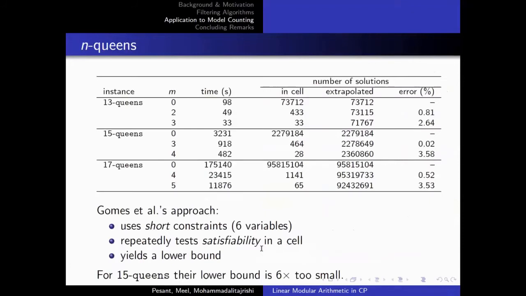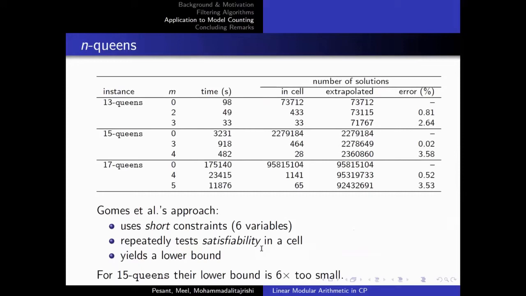Next, we looked at 3 sets of benchmark problems from Gomez et al. First one, n queens. The search space is not as densely populated by solutions as the synthetic instance, so the improvement, the speed up is not as spectacular because you cannot add as many linear modular constraints before getting to a cell that has too few solutions. Still, we get some very close approximations.